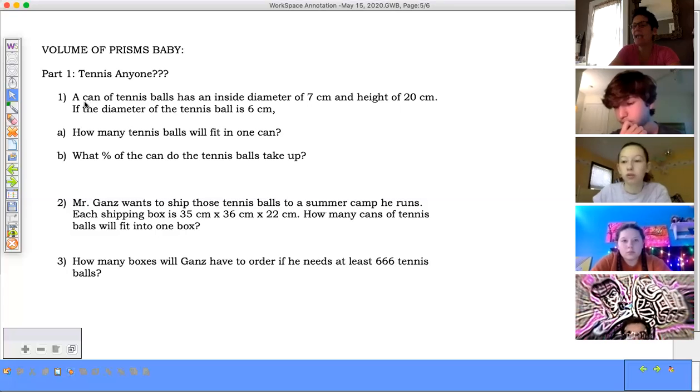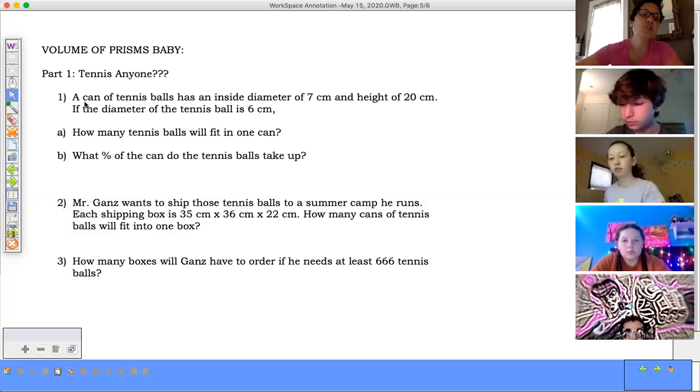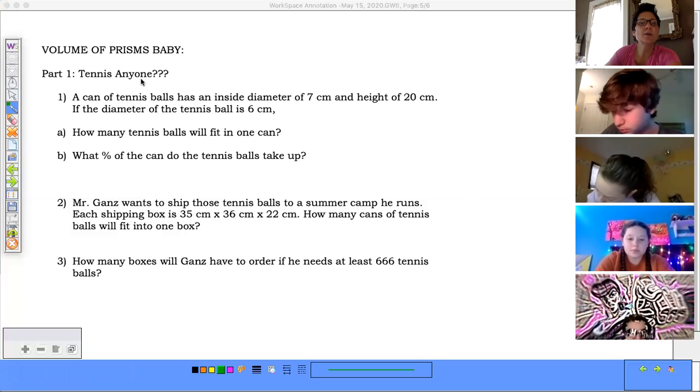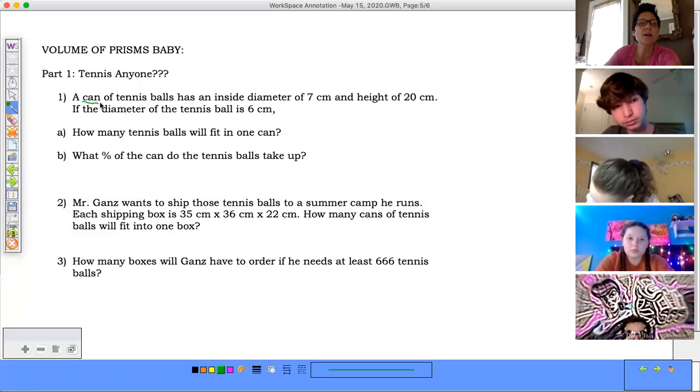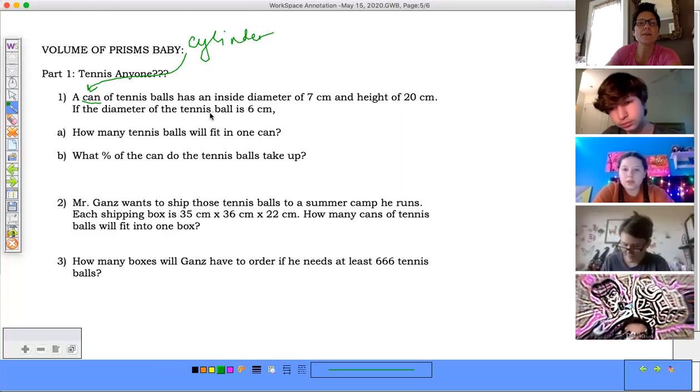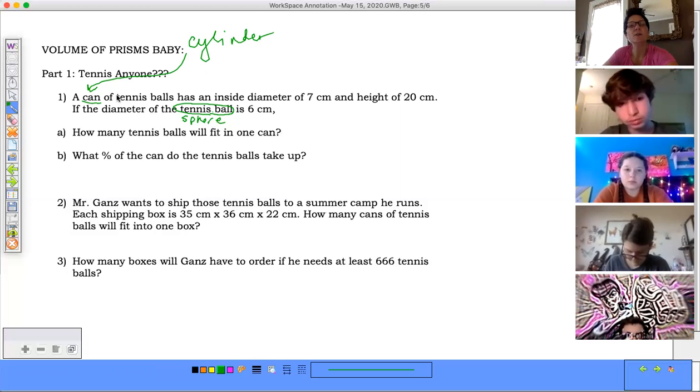So now we know the can is in the shape of a cylinder, right? So when we talk about the can, we're talking about a cylinder. But when we're talking about a tennis ball, what are we talking about? Sphere. A sphere. Thank you. So we are talking about a sphere when we're talking about a tennis ball. So if we're trying to figure out how many tennis balls we can fit into the can, we're obviously talking about volume.